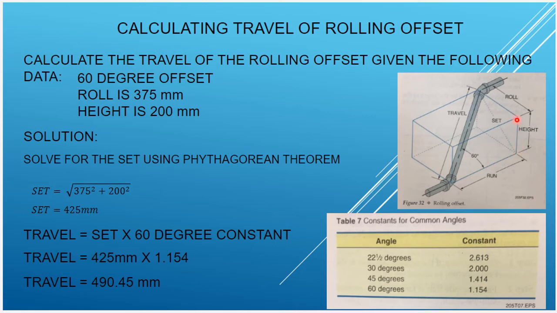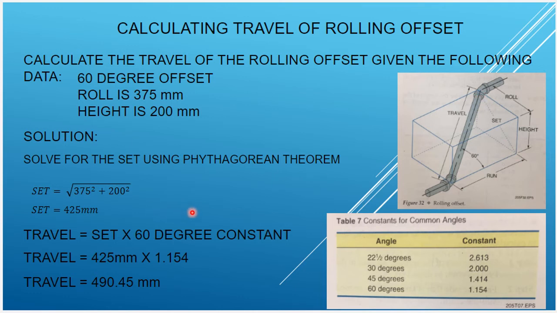For this calculation we will use Pythagoras theorem. You know the Pythagoras theorem. Roll is given, height is given. We will calculate the set, from here to here. Set equals under root 375 square plus 200 square. Set we will get 425 millimeter.